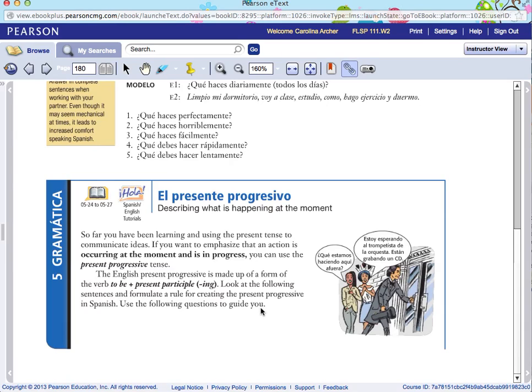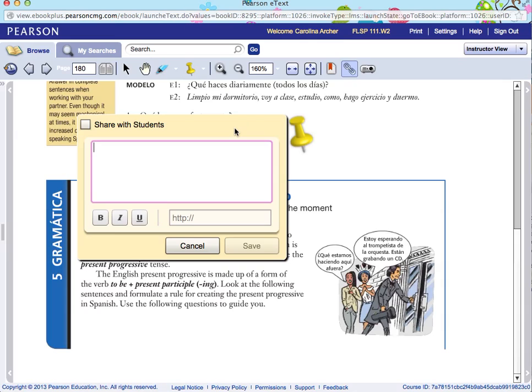Okay, so in English, you form this present progressive with a form of the verb to be. You have to conjugate to be. She is, they are, I am, plus a present participle, which means the ing ending. In Spanish, we do the same thing, except that we have two to be verbs. So which one do we use? We use the verb estar, which is the one that we're going to have to conjugate, plus also what we call el participio of the verb, which you have to know how to form.